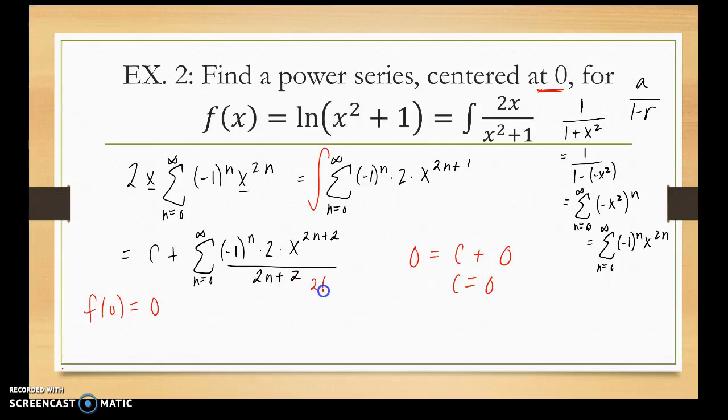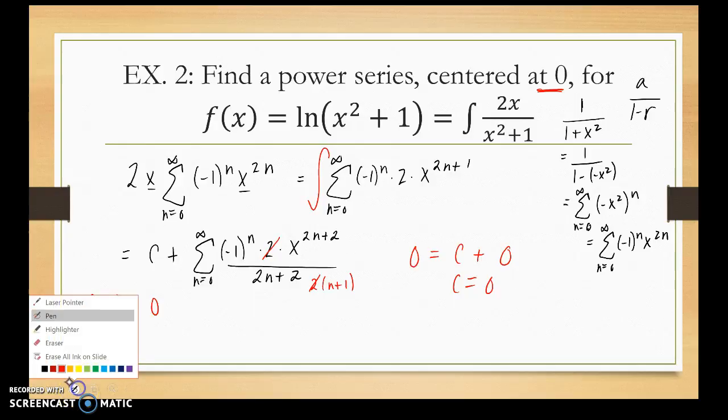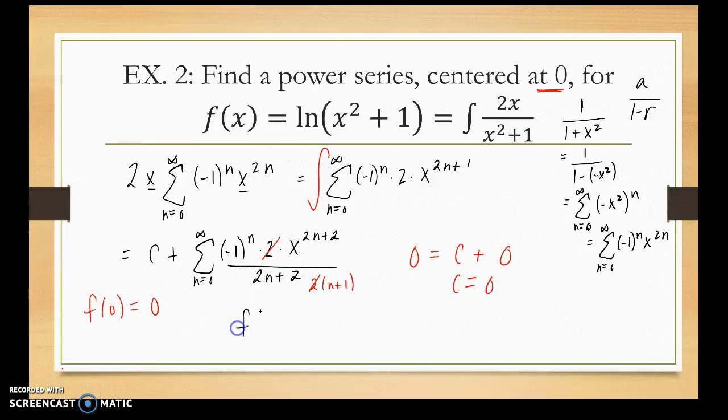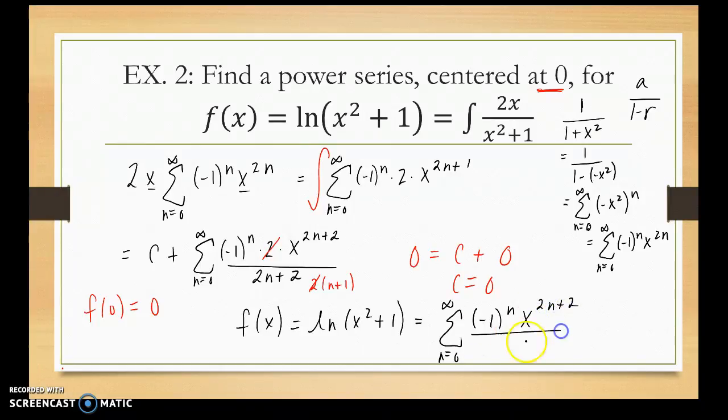Furthermore, I'm going to factor out a 2 from the denominator, and now I can get those 2s to cancel from the series. So the power series for the natural log of x squared plus 1 would be the series from n equals 0 to infinity of -1 to the n, x to the 2n plus 2, all divided by n plus 1.